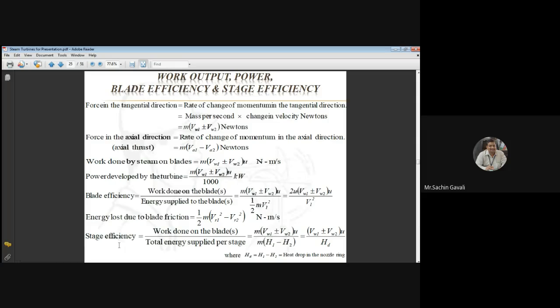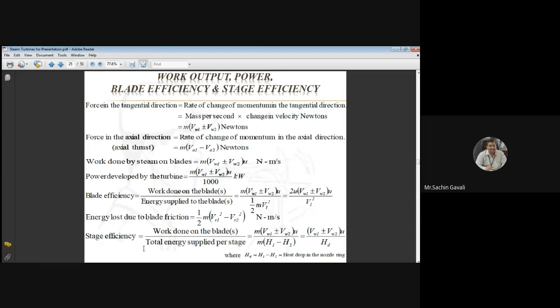Then energy loss due to blade friction. Energy loss due to blade friction is nothing but 1 half m into bracket VR1 square minus VR2 square.